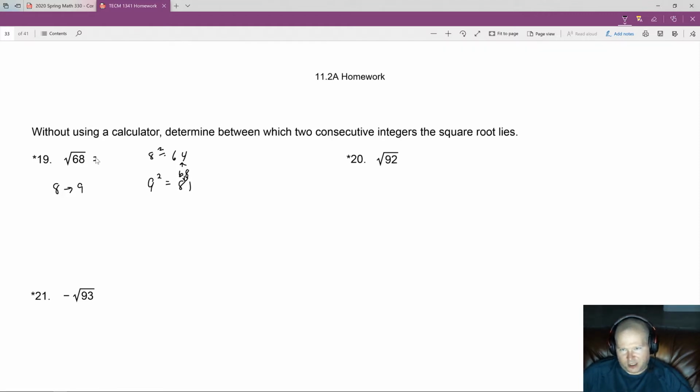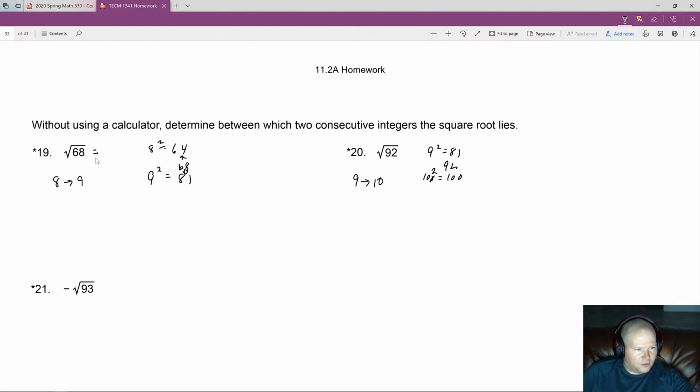Over here, the same kind of process. We know 9 squared is equal to 81, which is less than 92. We know 10 squared is equal to 100. Therefore, since 92 is in between there, we know the square root of 92 is somewhere between 9 and 10.